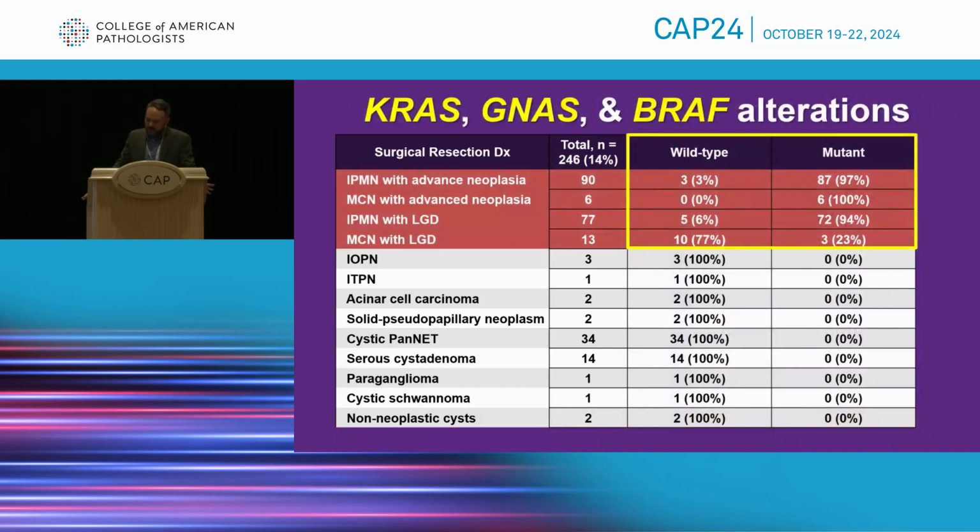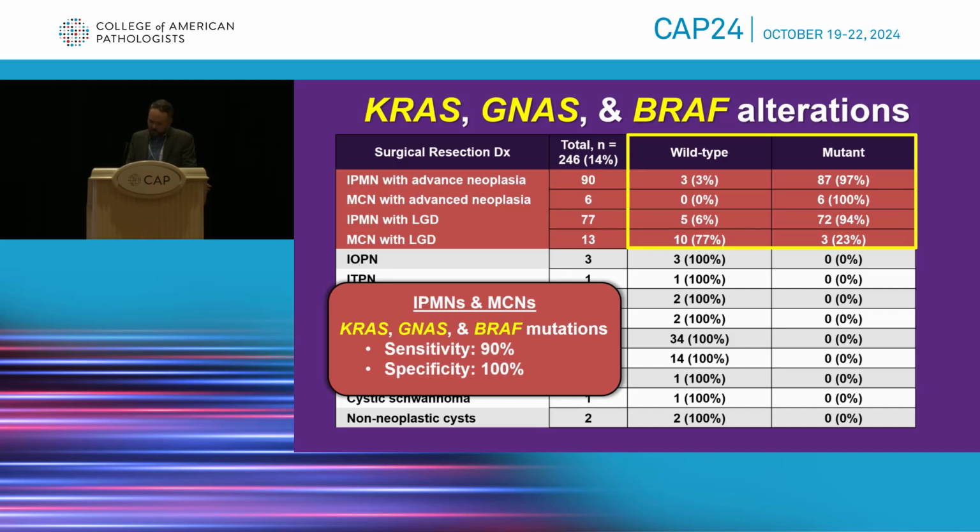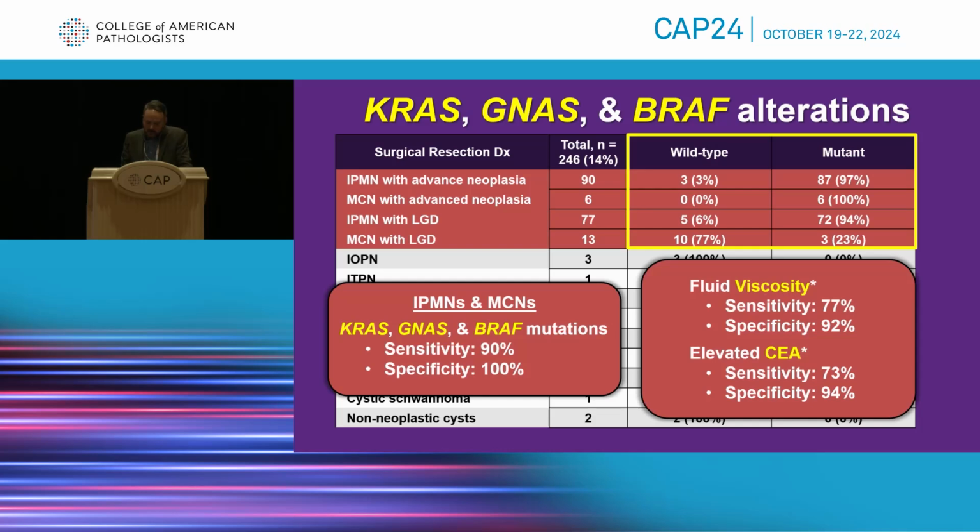So in correlating alterations in KRAS and GNAS that were typically associated with mucinous cysts, these alterations were found to have a 90% sensitivity and a 100% specificity for a mucinous cyst. So if mutations in KRAS, GNAS, or BRAF were detected, it was always a mucinous cyst. If you compare this to just the chemical studies or viscosity, you can see that the sensitivity and specificity is not as great. So looking at fluid viscosity, sensitivity is 77%, specificity is 92%. And looking at elevated CEA, sensitivity is 73%, and specificity is 94%.